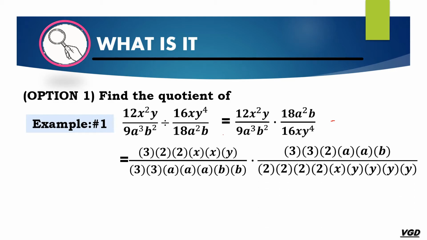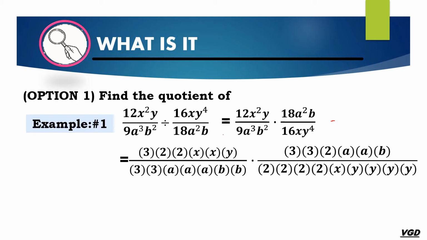So we have here for 18a squared b, we got 3 times 3 times 2 times a times a times b. And for the denominator, 16xy to the power of 4, we have 2 times 2 times 2 times 2 times x times y times y times y times y. So there are 4 y's. Yes, we're done factoring to its prime factors.